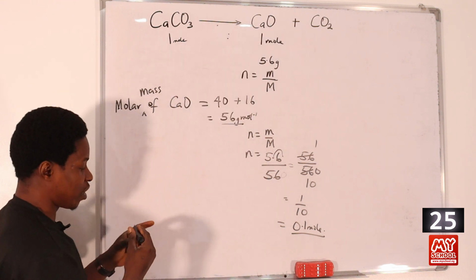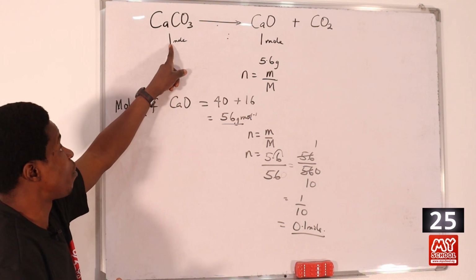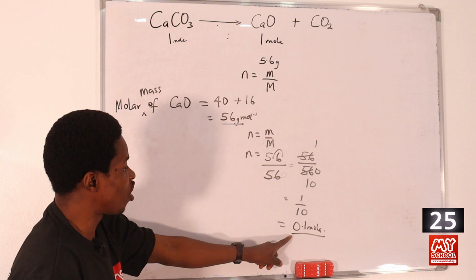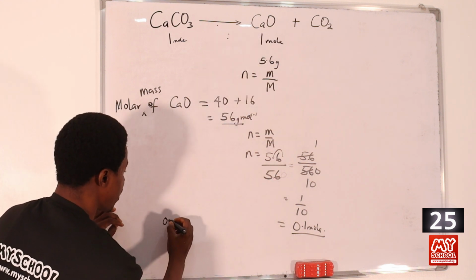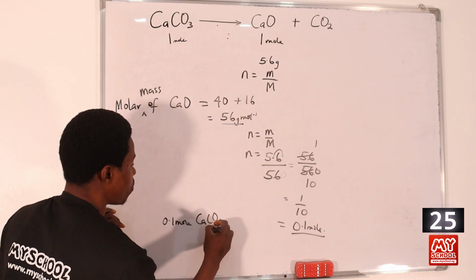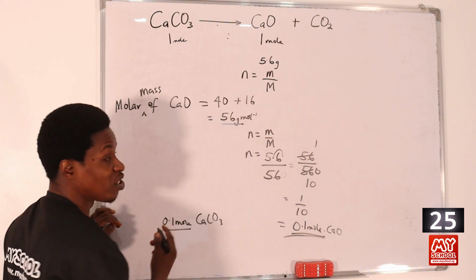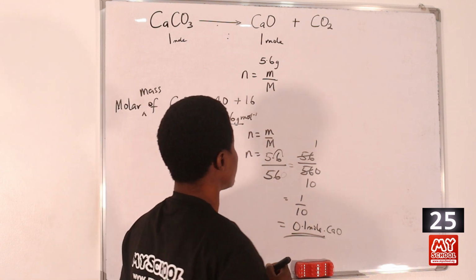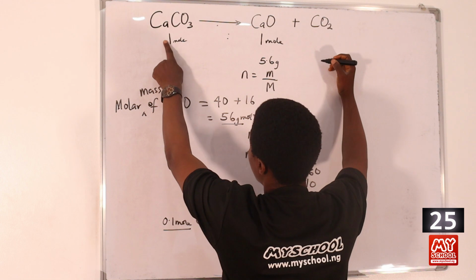But don't forget, the ratio is 1 mole of calcium carbonate produces 1 mole of calcium oxide. So if 0.1 mole of calcium oxide is formed, then that means we are also going to have 0.1 mole of calcium carbonate, which will produce 0.1 mole of calcium oxide. So the answer is what? 0.1 mole.